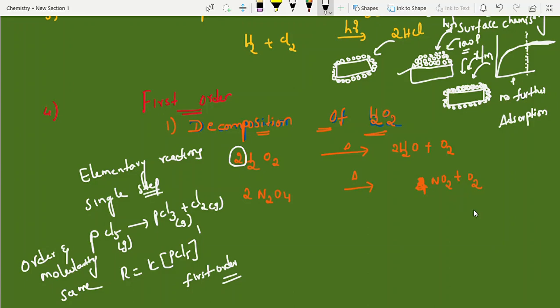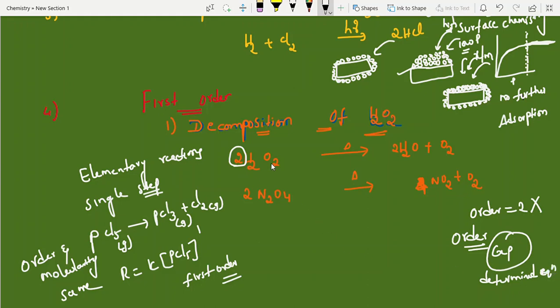But we expected order is 2, but it's completely wrong. Order is experimental information. It is an experimentally determined rate equation, based on experiment only. So the thermal decomposition of hydrogen peroxide and the thermal decomposition of nitrogen tetroxide, these two reactions fall under first order. How? I will explain one reaction, and the next one you can try to do.